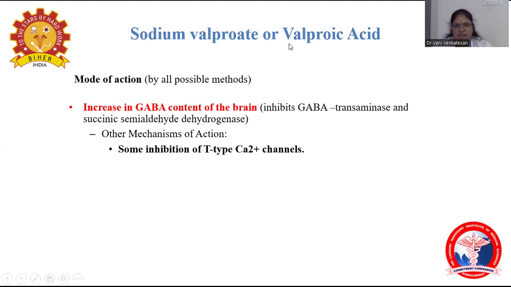Coming to the mechanism of action of sodium valproate, it increases the GABA content of the brain by inhibition of GABA transaminase and succinate semialdehyde dehydrogenase. The one more mechanism of sodium valproate is that it also inhibits the T-type calcium channel. This is why we call valproic acid a broad spectrum anti-epileptic. So this can be asked as an MCQ in NEET: which of the following is a broad spectrum traditional anti-epileptic? Valproate, because it has multiple mechanisms of action. It increases GABA-mediated chloride channel opening, and it blocks the T-type calcium channel. That is why we call it broad spectrum.